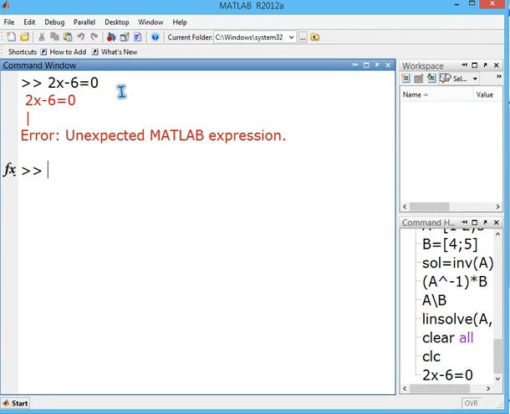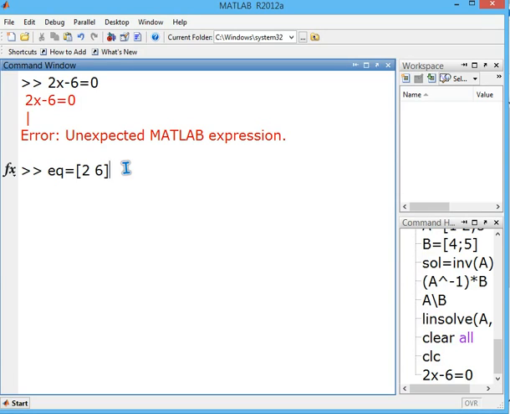For that you need to make a vector first. Let us make a vector called EQ for equation, and we have the coefficient of x as 2, so give it 2, and the constant is minus 6, or rather you have to give 6, because this is how it is going to be solved.